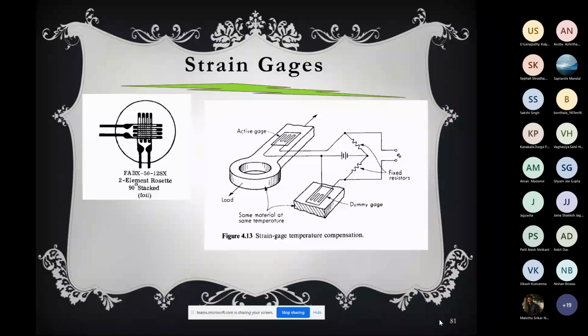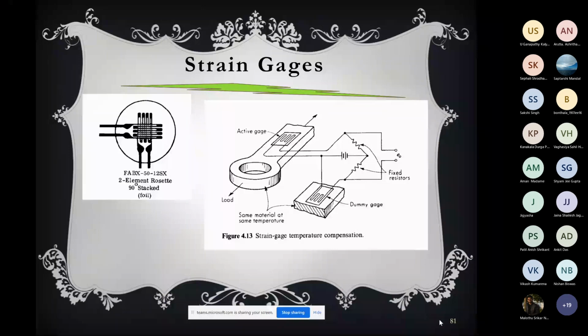Since strain-induced resistance changes are quite small, and the temperature effect also changes the resistance, it will affect the measurement of strain in a major way. So the temperature effect can be compensated using a dummy strain gauge. What is that dummy strain gauge? That you need to know. So remember, to eliminate the temperature effect, we use the dummy strain gauge.